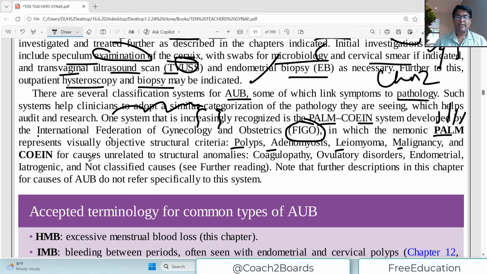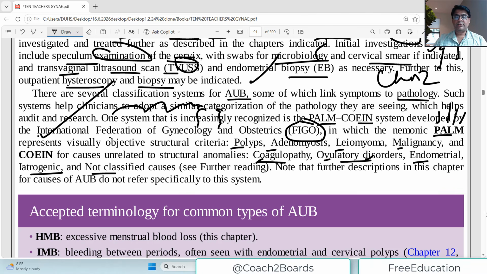And then there is the COEIN thing, and this is for coagulopathy. कोई coagulopathy है, ovulatory disorders, endometrial, iatrogenic, यानी कोई endometrial cause है, it can be anything, can be a tumor, can be a cancer, can be a benign tumor. Iatrogenic, कोई procedure किया था जिसकी वजह DNC for example किया, उसकी वजह से कोई problem है, and not classified. So these are all, you see the CO, ये इससे ये COEIN word निकाला है, ठीक है?